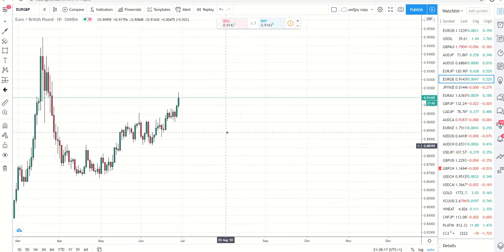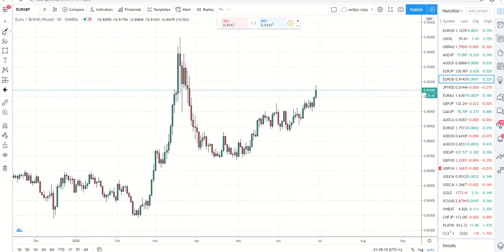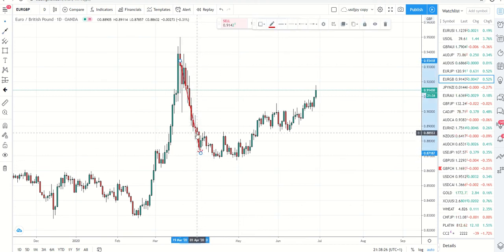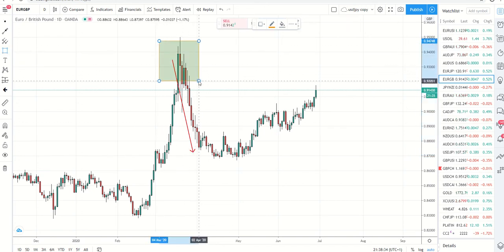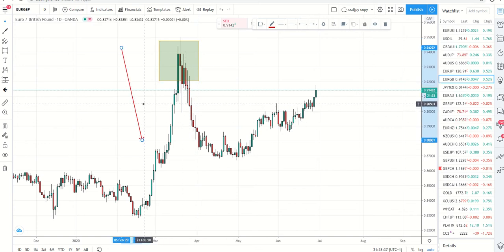Okay, so we start off on the daily. We can see we've come down. We've had that big trend down. So let's start with price action from here, let's begin with this area. Now there's a change in this area here compared to what we saw at this area here.